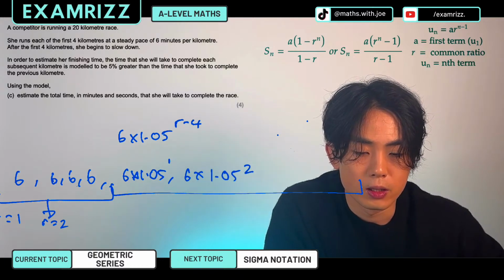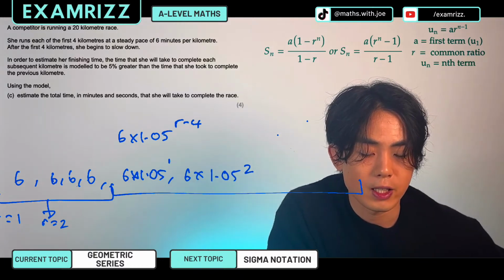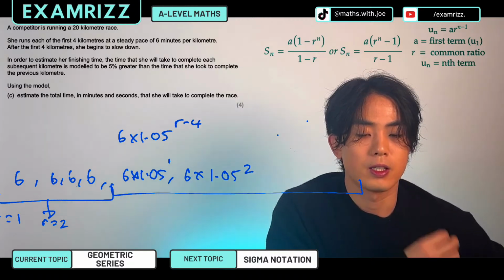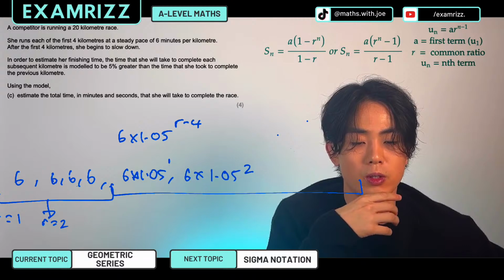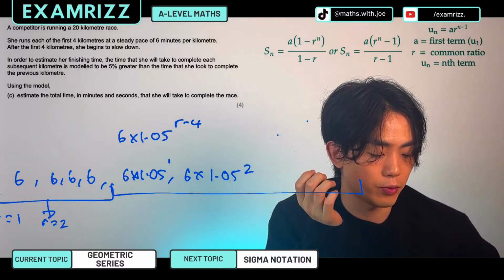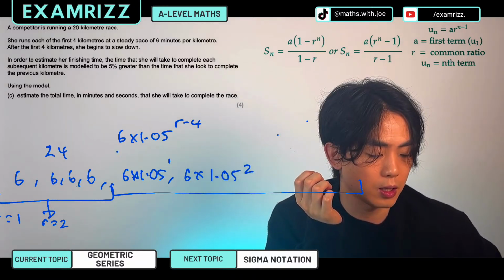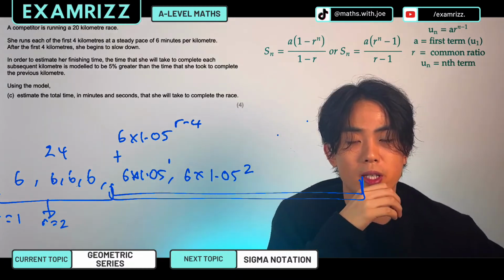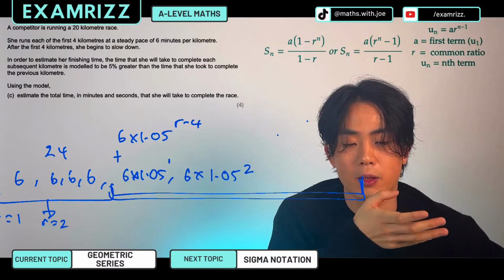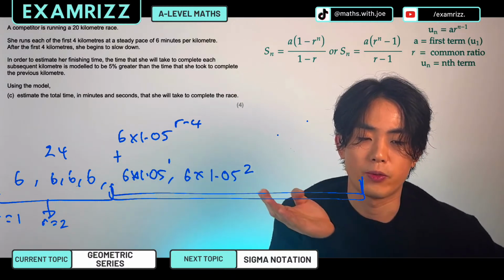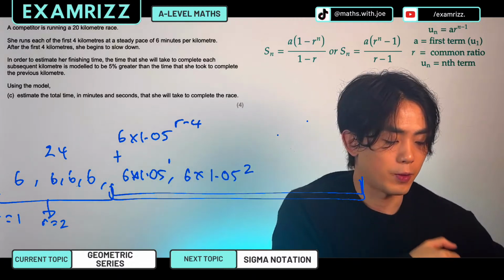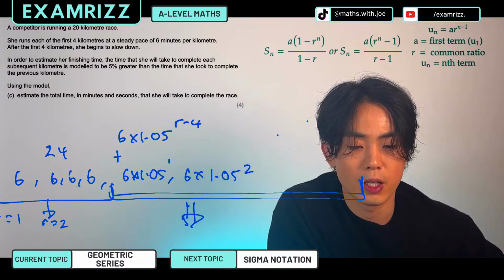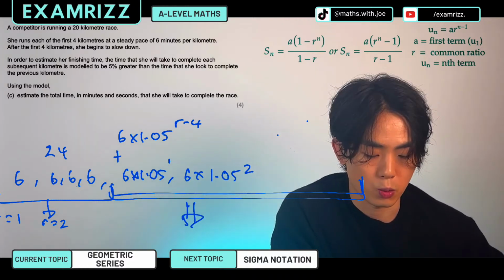All right. In the final part, using this model, estimate the total time in minutes and seconds that she would take to complete the race, okay? The total time, because we've modeled it out, is going to be these 24 minutes here, plus the total time up to here, right? It's very similar to what we did in part A, because we looked at the first 6 kilometers. Now we're looking at the whole 20 kilometers. So from this equation here, we need to use the summation formula just to get the sum of each one, okay?